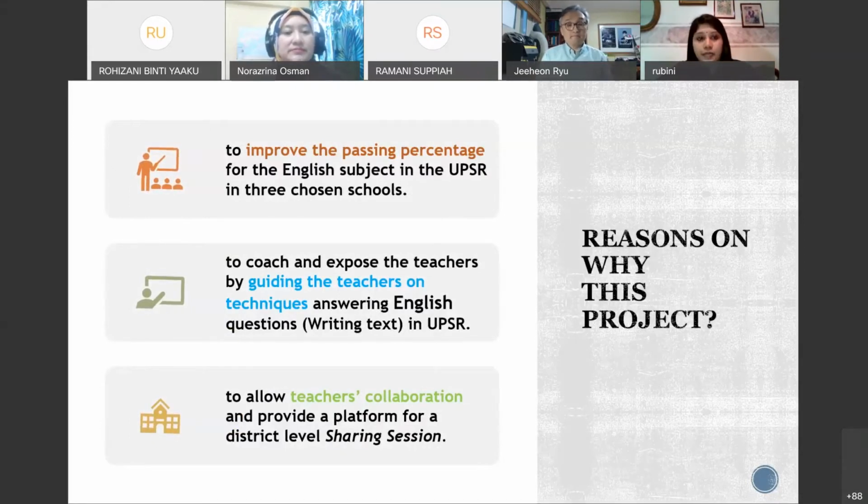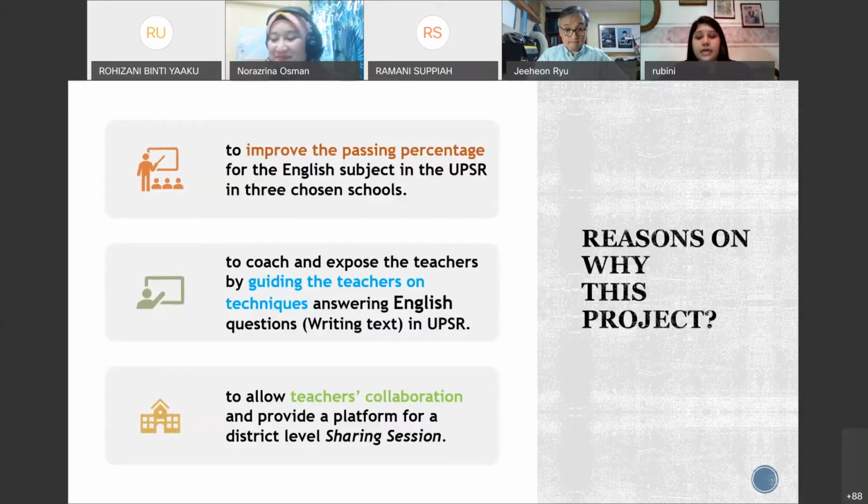The second one is to coach and expose the teachers by guiding them on techniques for answering English questions, basically on the writing text in UPSR. Definitely all teachers are very well versed, and they know the skills and techniques. But it is the job of us, the officers, and of other master trainers to guide the teachers on whether the techniques they are using are suitable or not. So it is to coach and expose them.